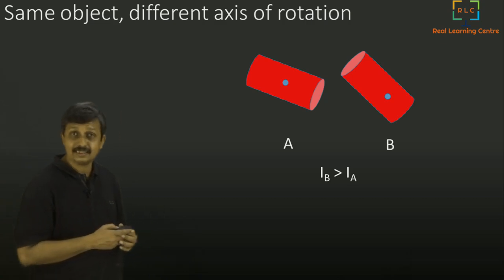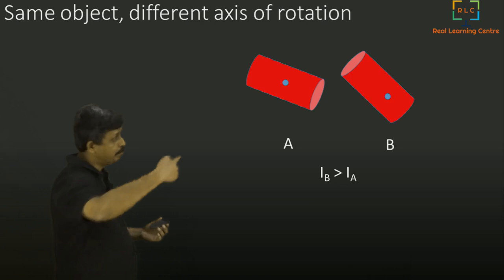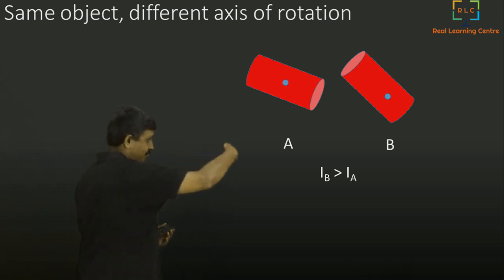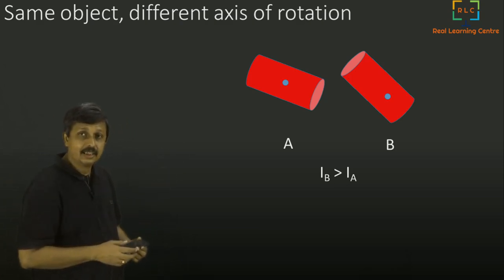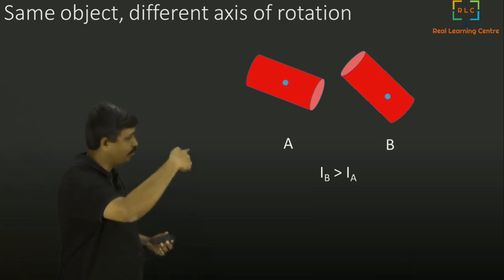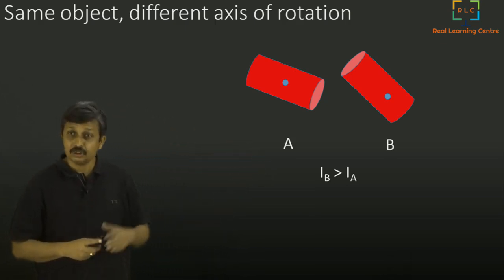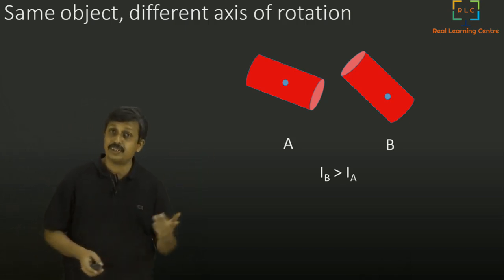See, what is the axis? The axis here is a line that is perpendicular to the board and going like this. In both cases the axes are perpendicular, but in one case it is going through the center, in another case it is going slightly off center. So in the off-center scenario, the moment of inertia is higher. In the center scenario, the moment of inertia is lower.